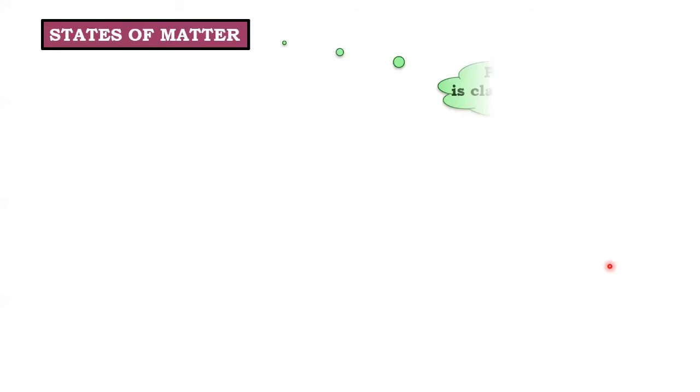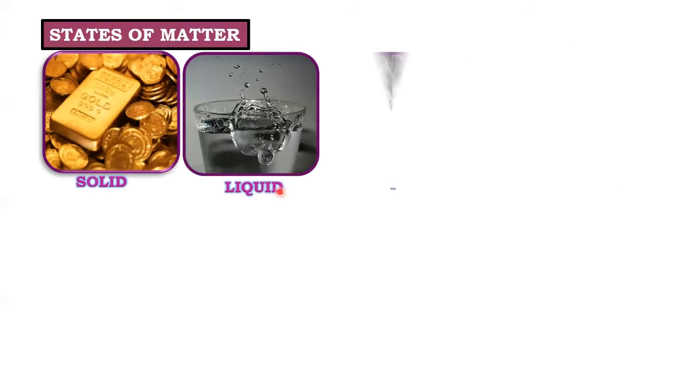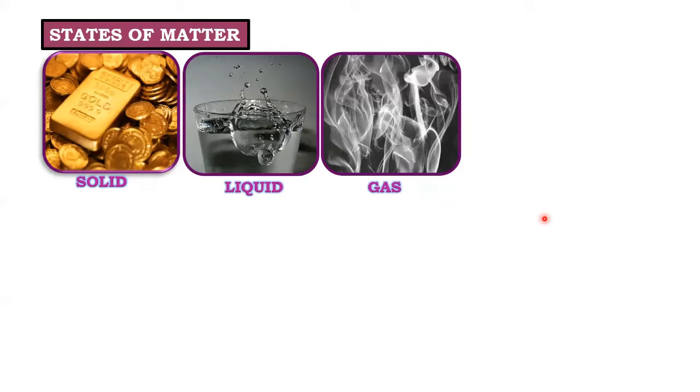Okay, so let's see. Physically, matter is classified into three types: solid, liquid, and gaseous. Okay, but at some extreme temperatures we have different states of matter as well. For example, if we talk about extremely hot particles, the particles will tend to move into a different state of matter, which is none of these three. It is called plasma. क्या कहेंगे इसको हम लोग? We'll call it plasma.